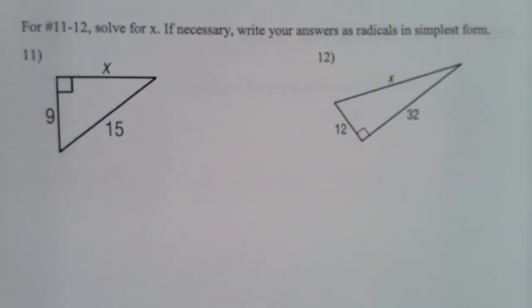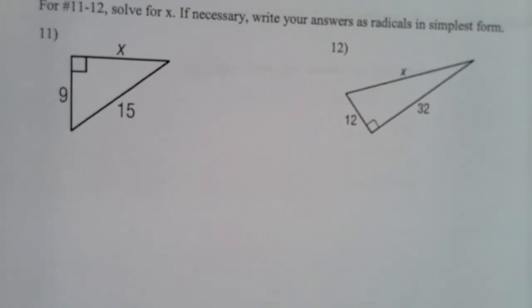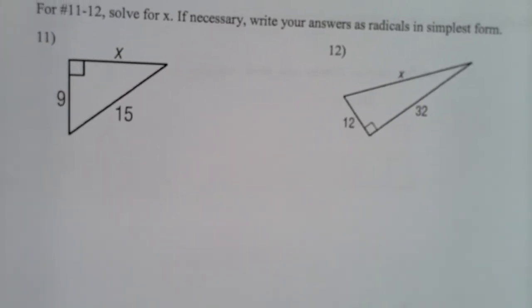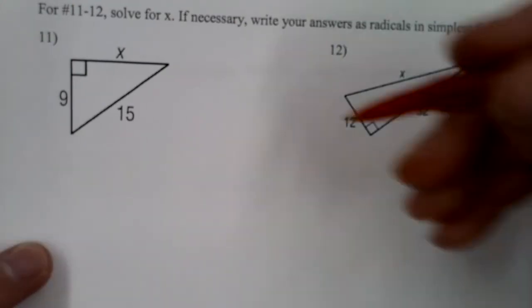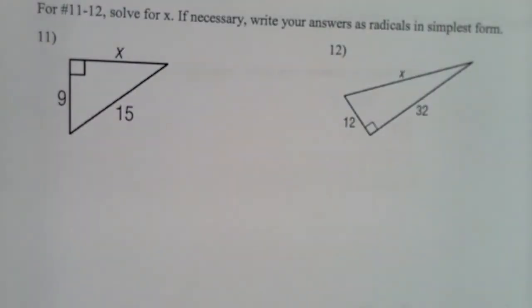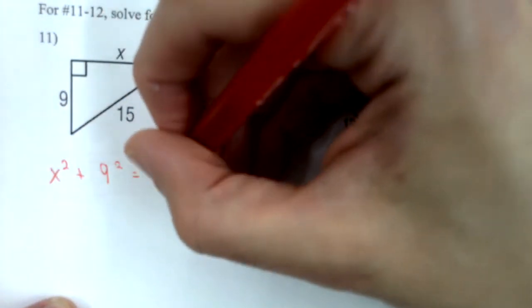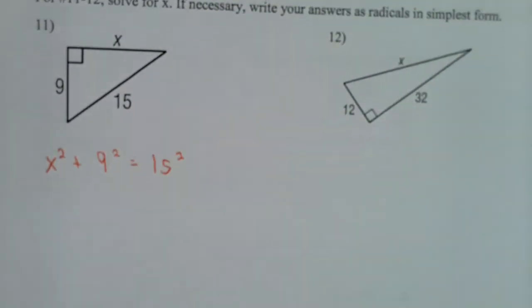Number 11 and 12, solve for x. If necessary, write your answers as radicals in simplest form. You're going to use the Pythagorean theorem for these. So just make sure you do leg squared plus leg squared equals hypotenuse squared. A lot of people might be tempted to do 9 squared plus 15 squared equals x squared. Don't do that because x is a leg. Leg squared plus leg squared equals hypotenuse squared.